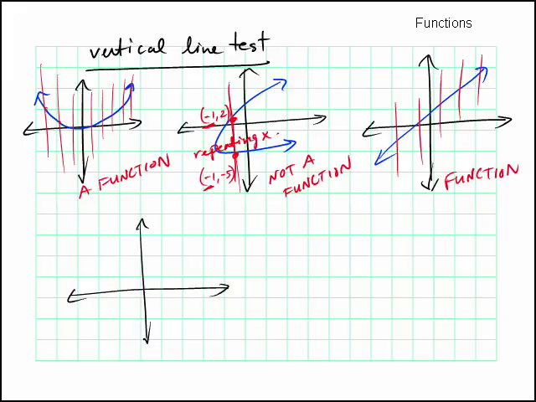What about something like this? Well, right in this spot here, it crosses more than once, therefore not a function.